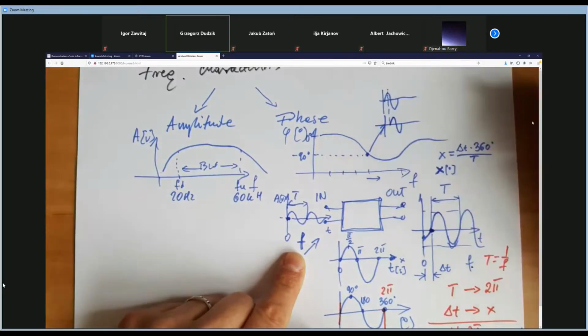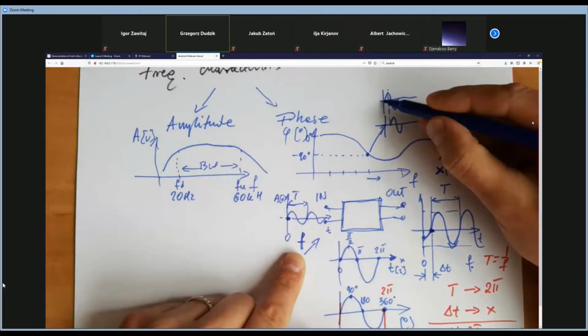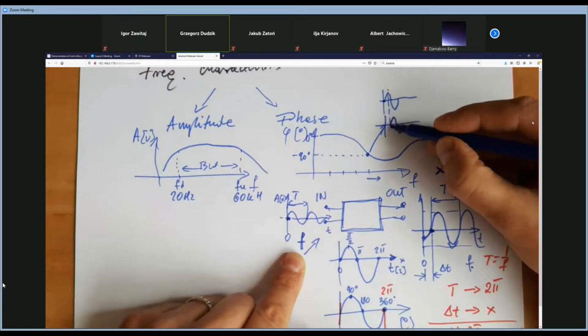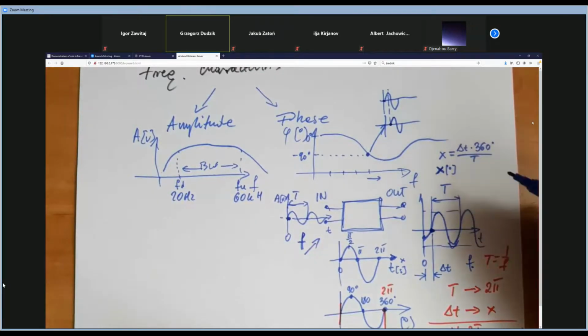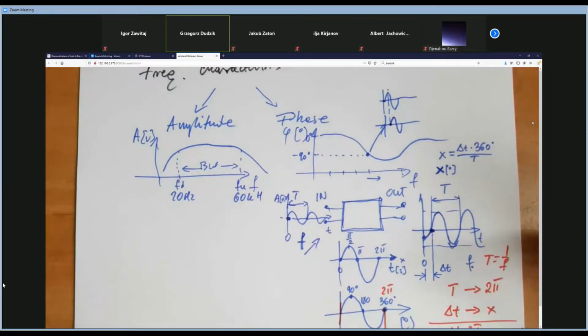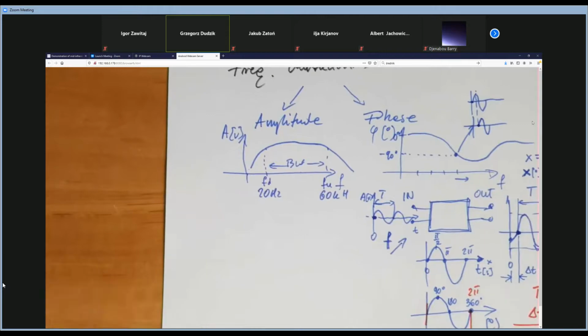Yeah, this point is shifted, in fact, on the output by 90 degrees. All right, so that's the phase characteristic. The phase characteristic tells you what is, in fact, the time delay of the output signal according to the frequency. Right. The amplitude characteristic is rather simple.